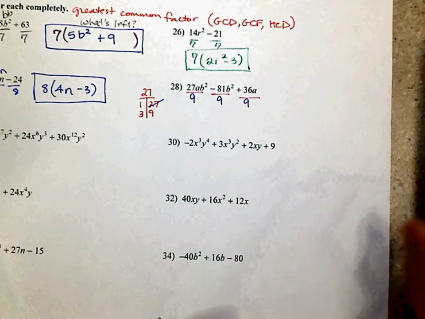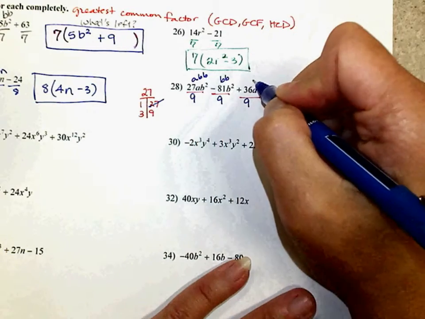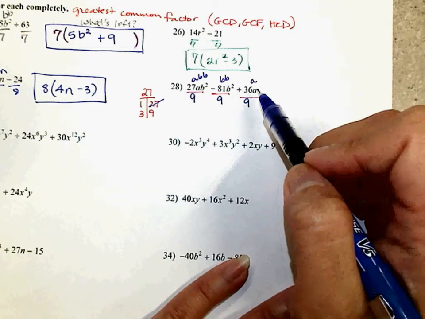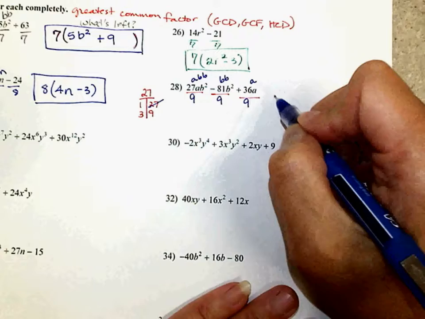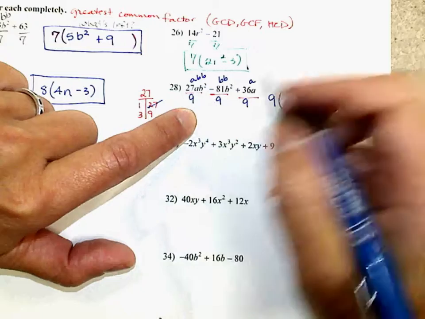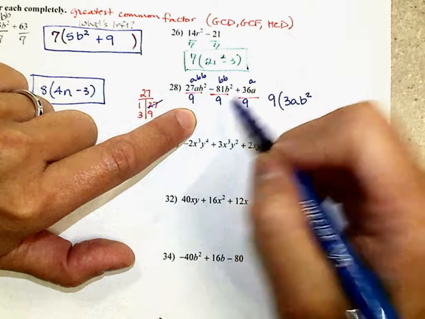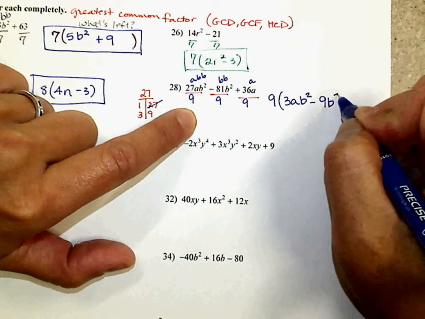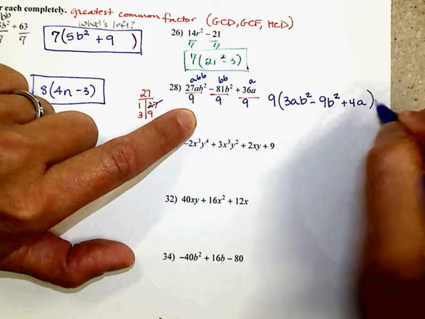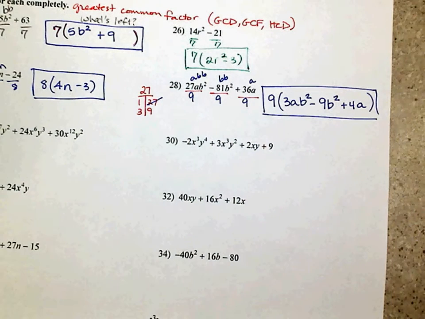Now, you have 1a, 2b, 2b, and 1a. Do they all have an a in common? No. Do they all have a b in common? No, so you're not going to factor them. So I have 9 as my greatest common factor, and see what I have left. 27 divided by 9 is 3ab squared. Negative 81 divided by 9 is negative 9b squared. 36 divided by 9 is positive 4a. So there's your solution for greatest common factor. Okay? You're not going to do anything crazy other than that.